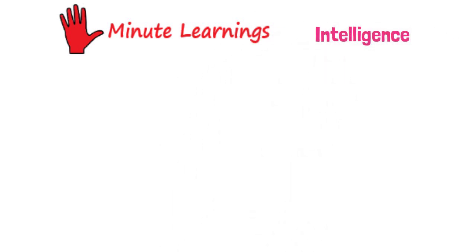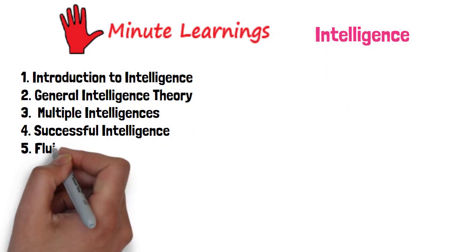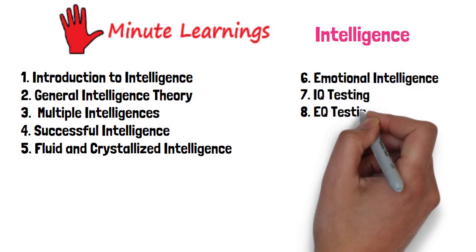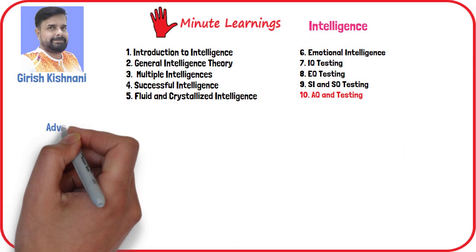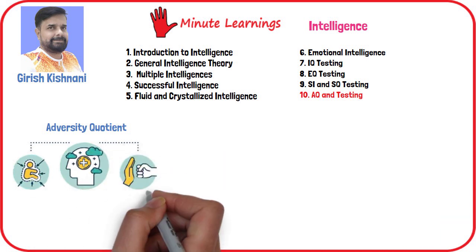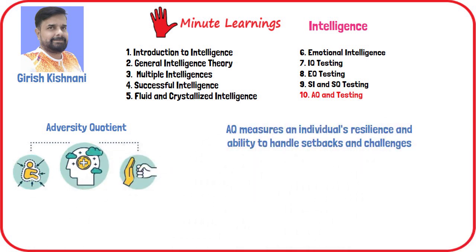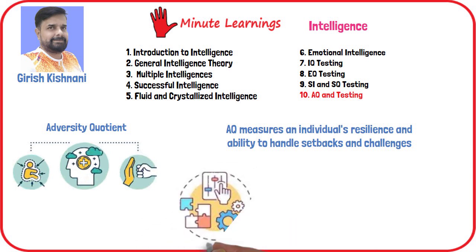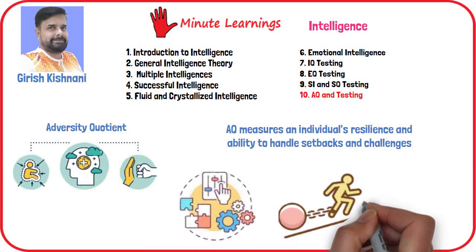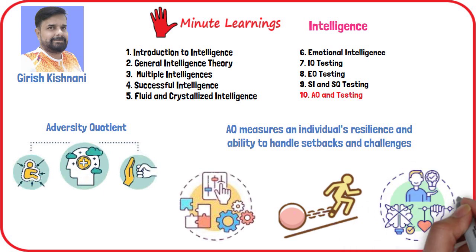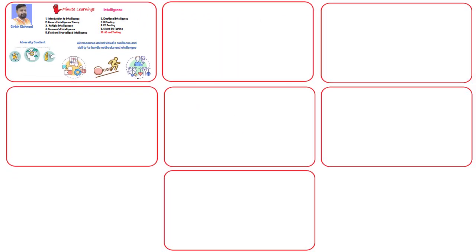This is the 10th video in the series on intelligence. Today, we will explore adversity quotient, AQ, and its testing. AQ measures an individual's resilience and ability to handle setbacks and challenges. It reflects one's capacity to adapt, persevere, and demonstrate emotional intelligence in difficult situations.